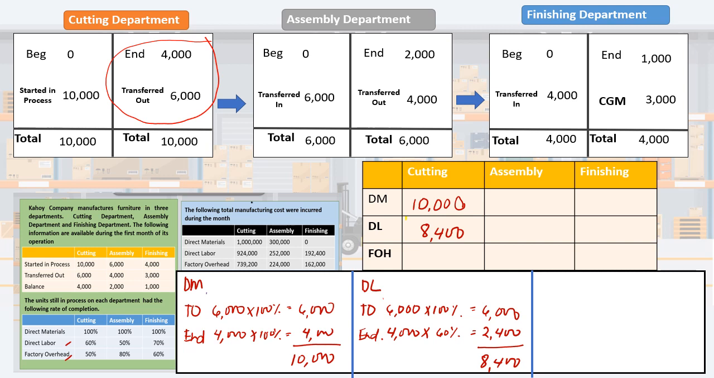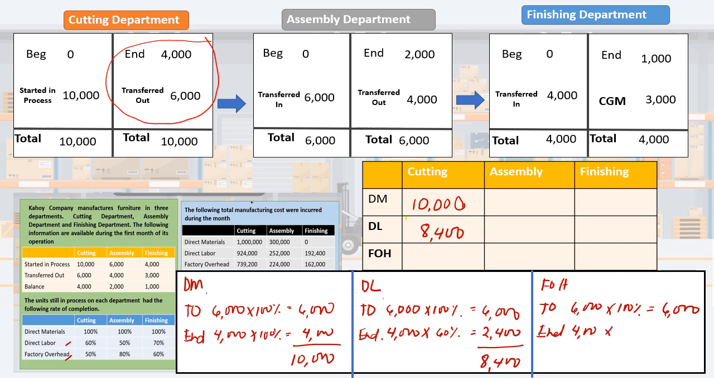Okay? Then, doon naman tayo sa factory overhead. Sa factory overhead, yung ating transferred out is also 6,000 units. Multiply natin sa rate of completion dahil nga transferred out, tapos na yung process, so times lang natin sa 100%. So lagay natin dito 6,000. Next natin, we have the ending balance. Ang ending balance natin, we have 4,000.